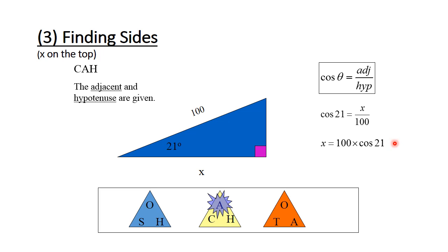So it looks something like this. And now simply go ahead and plug that in your calculator. 100 times cos 21. And you don't even need to put the times in. Most calculators can handle just doing 100 cos 21. So why don't you try it that way this time and see if you can get 93.4. So the length of this side across the bottom here is 93.4. And that's all there is to it.